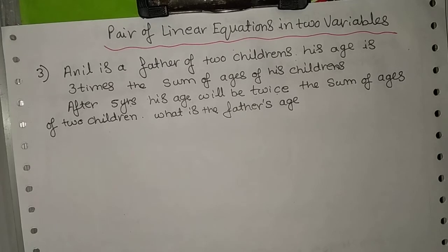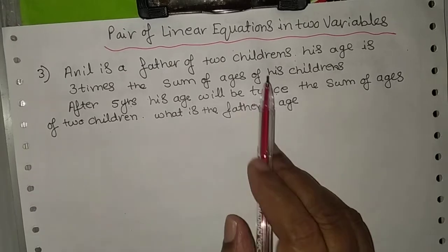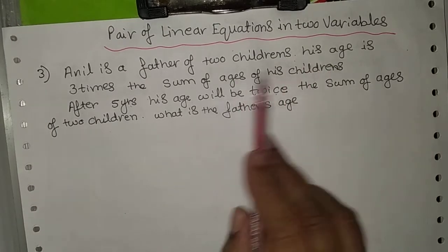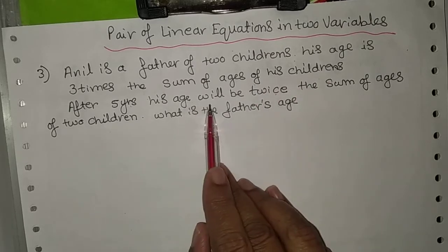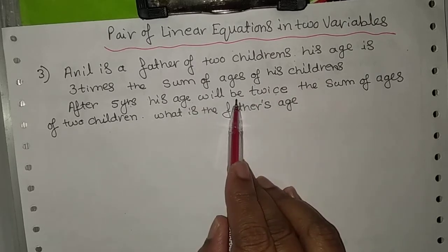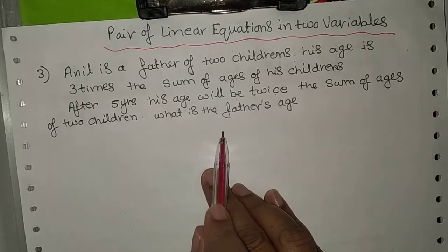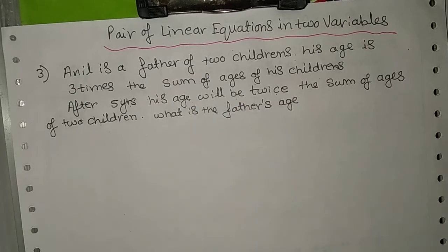Next question is, Anil is a father of 2 children. His age is 3 times the sum of ages of his children. After 5 years, his age will be twice the sum of ages of 2 children. What is the father's age? So here in this problem, we have to find out the age of the father.